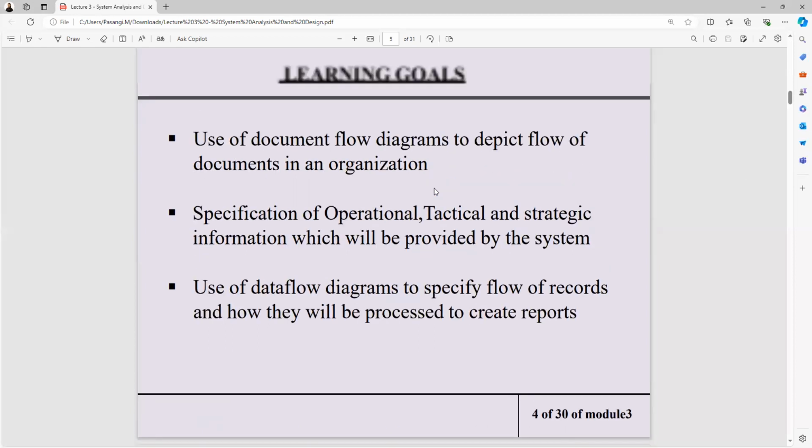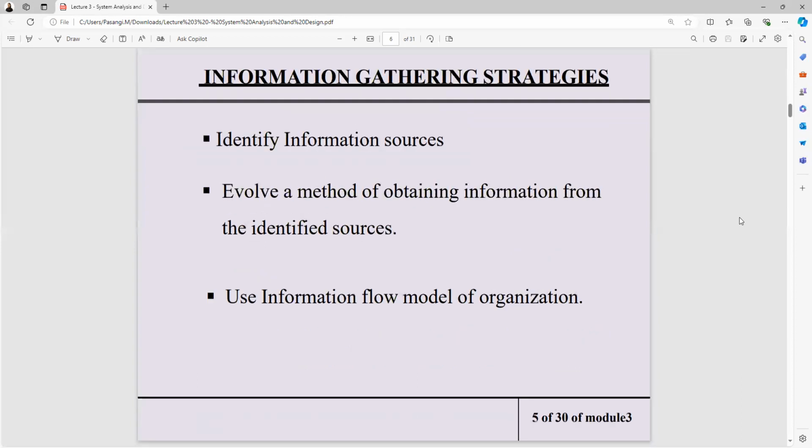Let's move to the lesson now. Information gathering strategies. So now tell me, what is information? Before we talk about the information gathering part, we need to know what information is. As we learned in lesson 1, information is processed data. Data is raw data, which means unprocessed data, but information means processed data.